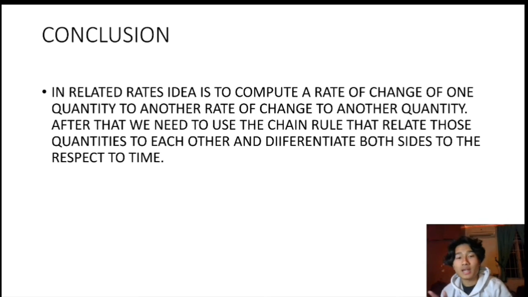Let's go to the conclusion. In related rates, the idea is to compute a rate of change of one quantity in terms of another rate of change of another quantity. After that, we need to use chain rule to relate those quantities to each other and differentiate both sides with respect to time. That's all from Mirul and us. Thank you. Assalamualaikum.